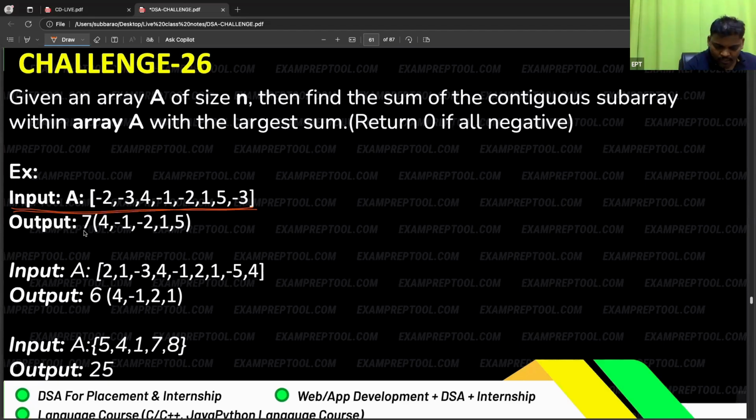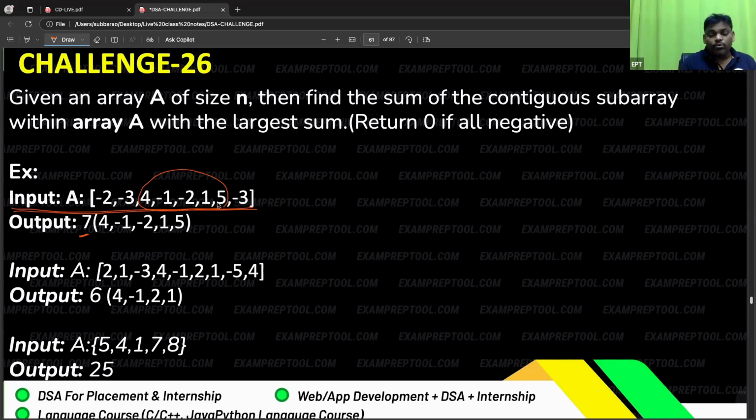If you observe clearly, 7 is the answer: 4, 1, 4, minus 1, minus 2, minus 1, 5. So this sum is maximum. Remember, it is a subarray whose sum is maximum. You may say, sir, why don't you take only 4? If I take only 4, I will get 4. If I take only 5, I will get 5.